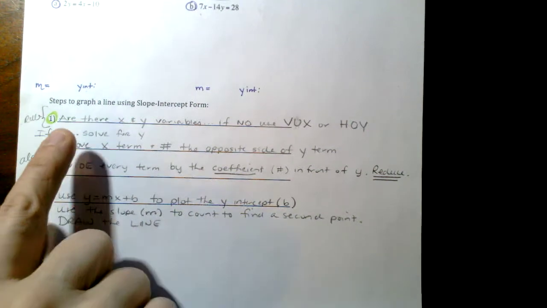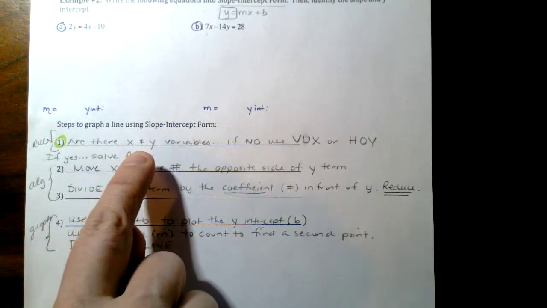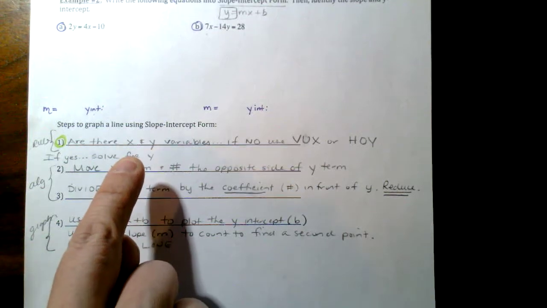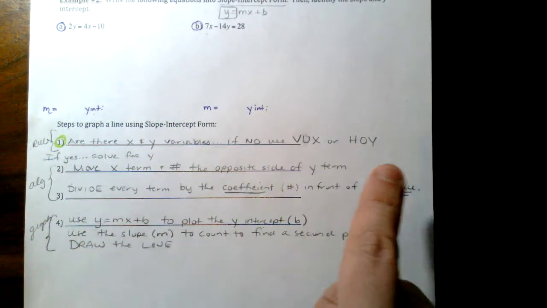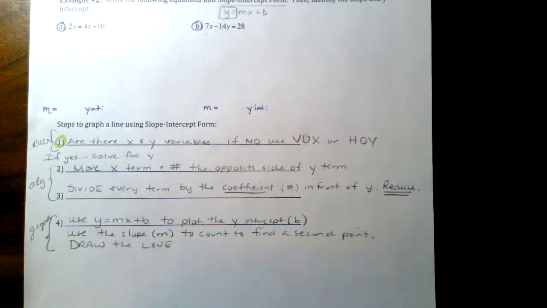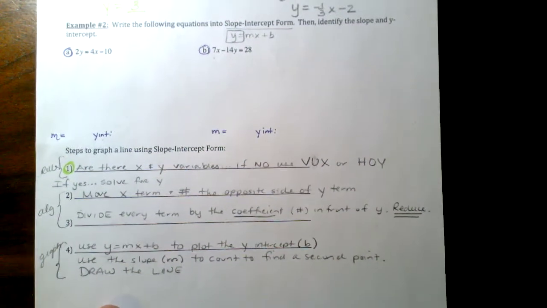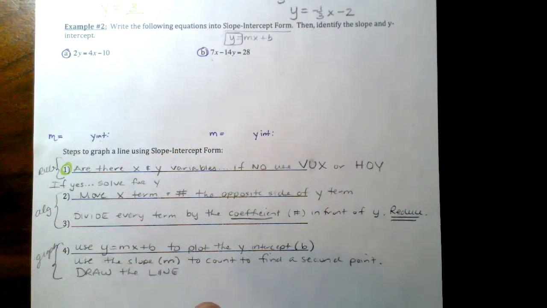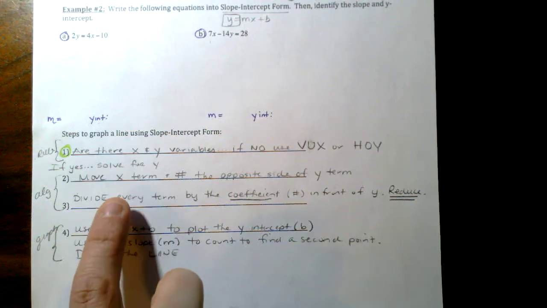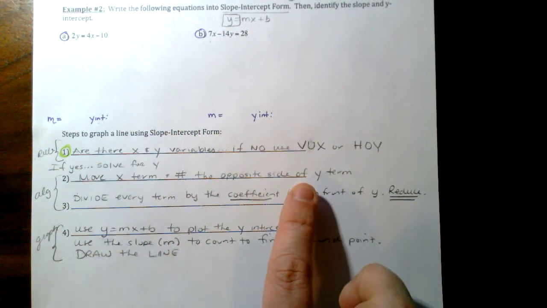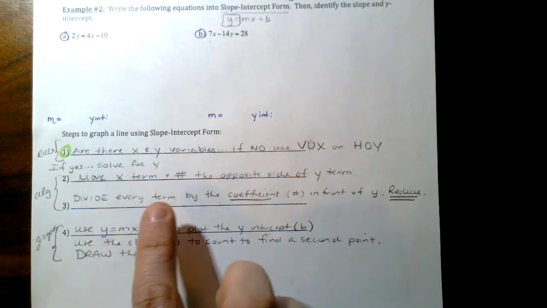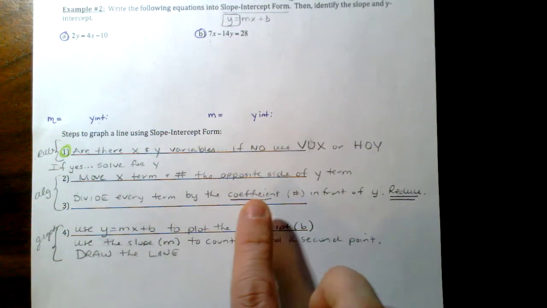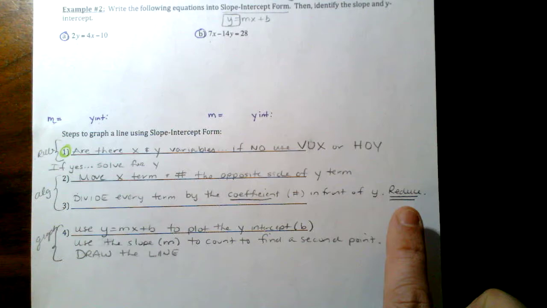But the first thing is, read through the equation. Do you have x and y variables? If you don't have both of those, then it's going to be a special case, HOY or VUX. I'm sorry, HOY or VUX. I said that incorrectly. So we're going to go right to those special case rules. If you have both variables, x and y, so take a look up here. I have an x and I have a y. Then we're going to follow the rest of the steps. We're going to move the x term and the number to the opposite side of the y term. We're going to divide every single term by the coefficient in front of y and reduce.